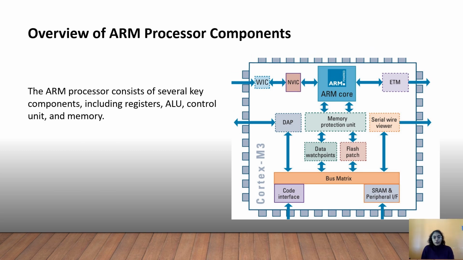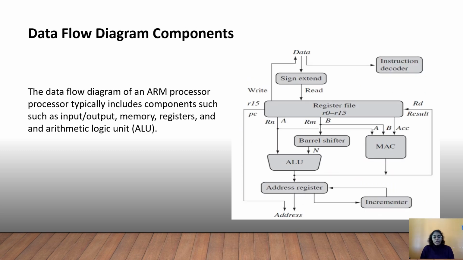Overview of ARM processor components. The ARM processor consists of several key components. Those are registers, ALU (arithmetic logic unit), control unit, and memory. Data flow diagram components. The data flow diagram of an ARM processor typically includes components such as input, output, memory, registers, and arithmetic logic unit.